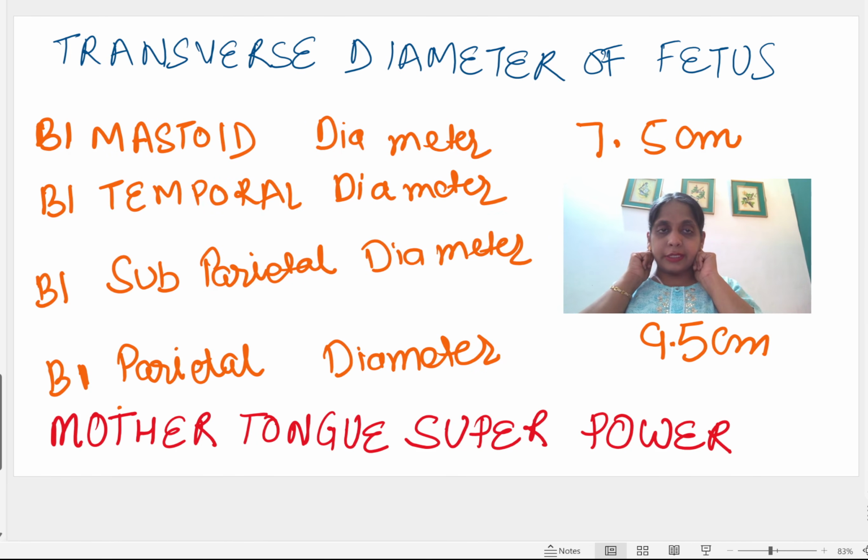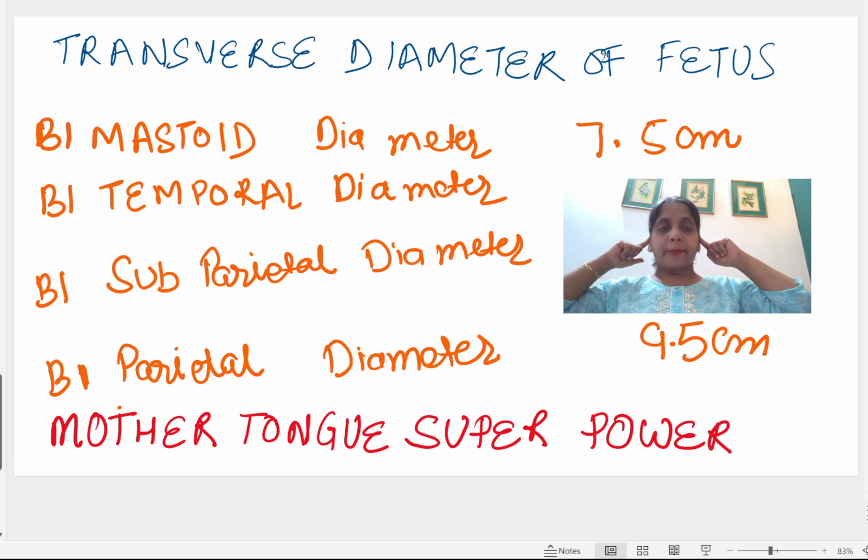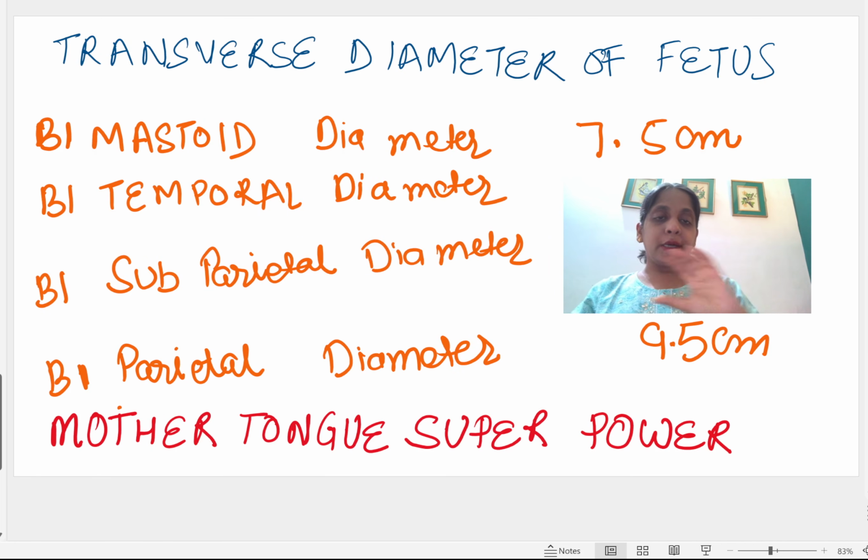This is the bimastoid. See, this is smallest, then this is bitemporal, then this is subparietal, and this is biparietal, the longest diameter. So biparietal, subparietal, temporal, mastoid. The diameter decreases like this. So the mnemonic is mother tongue superpower. Mother stands for mastoid, tongue stands for temporal, super stands for subparietal, and power stands for biparietal. Biparietal is 9.5 and bimastoid is 7.5. So the shortest diameter is bimastoid.